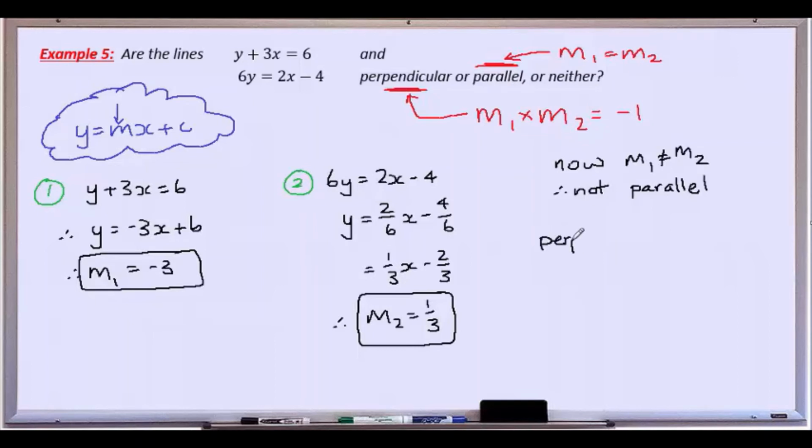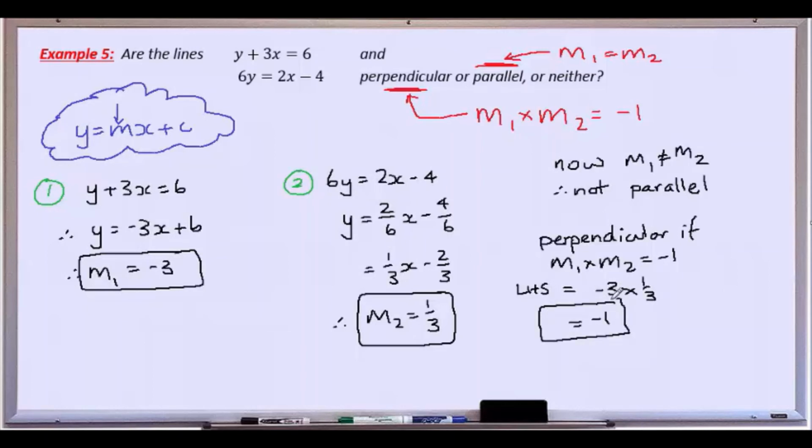I'll write here to the examiner that they're perpendicular if m1 times m2 is -1. So my left-hand side is m1, -3, times 1/3. Wouldn't you know it? It's -1.